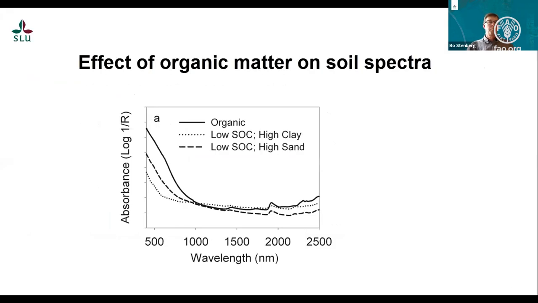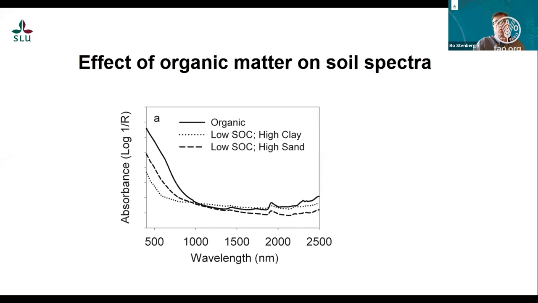Nice. Like that? Yeah. Yeah, let's leave that one and continue with organic matter. So this is three different soils, one organic, more or less organic at least, one with low soil organic carbon, but high in clay. That's the dotted one at the bottom in the visible. And another one high in sand, also low in soil organic matter. And that's the one in the middle, in the visible.